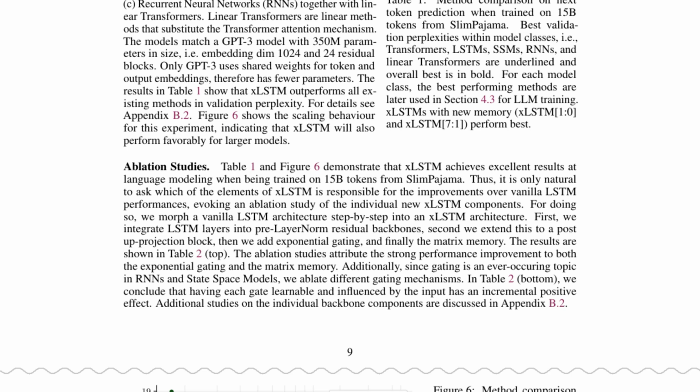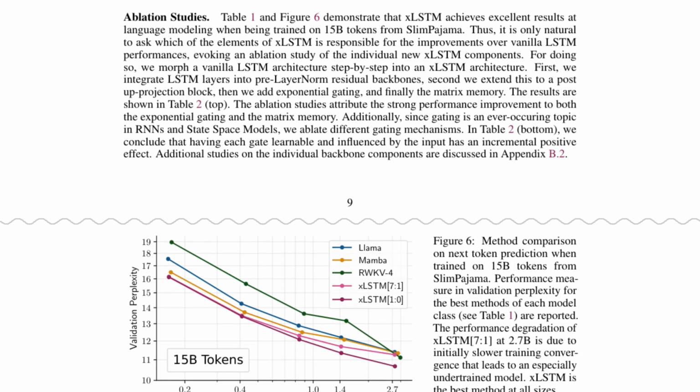The models match a GPT-3 model with 350 million parameters, i.e. the embedding dimension 1024 and 24 residual blocks. Only GPT-3 uses shared weights for token and output embeddings, hence has fewer parameters. The results in Table 1 show that xLSTM outperforms all existing methods in validation perplexity. For details, see Appendix B.2. Figure 6 shows the scaling behavior for this experiment, indicating that xLSTM will also perform favorably for larger models.